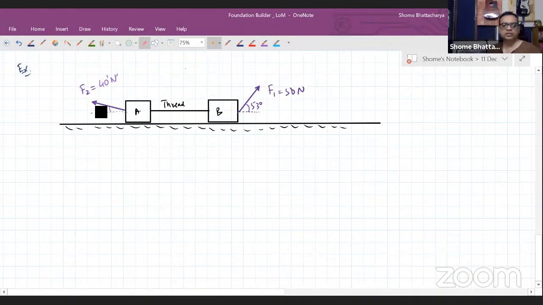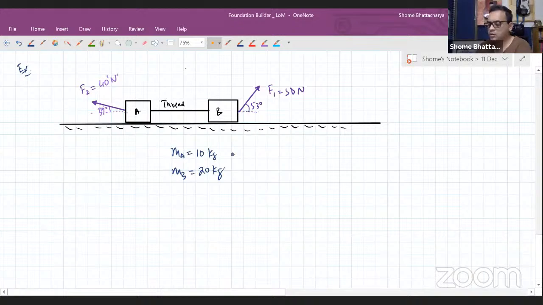Let's make this question easier. Let's make this 37 degrees. So this is acting at an angle of 37 degrees to the horizontal. And mass of A is equal to 10 kg. Mass of the block B is equal to 20 kg. Yes, this is a smooth surface.